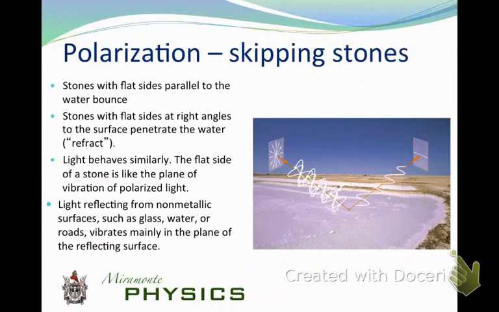Light behaves similarly. The flat side of a stone is like the plane of vibration of polarized light. Light reflecting from a non-metallic surface such as glass, water, or roads vibrates mainly in the plane of the reflecting surface. So what happens is light comes in unpolarized and hits the snow. Great place to have polarized glasses when you're skiing. The light hits the snow and reflects off, but the light that reflects off is the plane of the light that kind of skips off. And so it becomes horizontally polarized light. So when you're looking at the sun, you're getting unpolarized light, but when you're looking at light that has bounced off the snow or off a lake or off a road, that light is polarized.